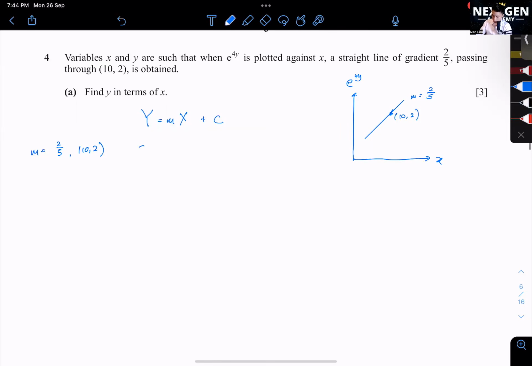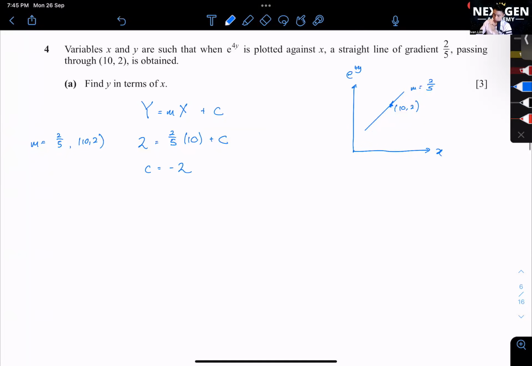So 2 equals 2 over 5 times 5, plus c. If you sub in wrongly, your c here is wrong already. Therefore, c equals 0. Then we rewrite again. Now, in terms of x, e to the power of 4y equals 2 over 5 x minus 2. They want y in terms of x. That means I want y as my subject.